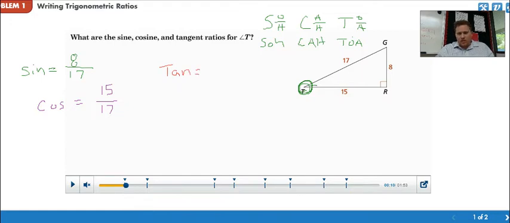So I have tangent right here, and tangent equals opposite over adjacent. And again, what is going to be opposite of this? Well, we said opposite is going to be 8. And we said adjacent, and when we're taking the adjacent one, we don't want the hypotenuse, so the adjacent is going to be 15. And those are my 3 trig ratios for angle T. Okay, let's go on to our next one.